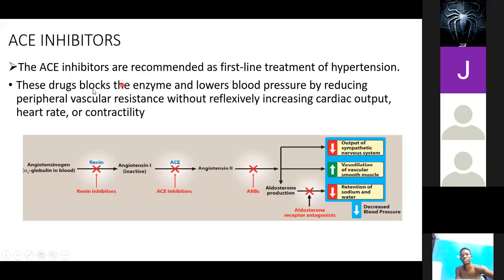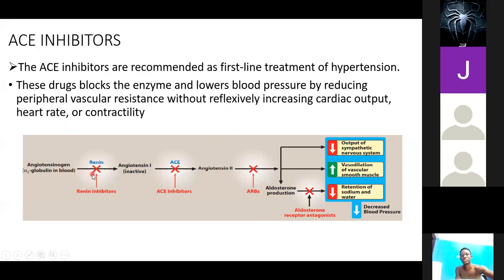Okay. So these drugs block the enzyme and lower blood pressure by reducing peripheral vascular resistance without reflexively increasing cardiac output, heart rate or contractility. So here, like I said, whenever there is a reduction in blood pressure, or there is a low blood pressure, there are baroreflexes and also the RAS, which is the renin angiotensin aldosterone system. They are triggered to increase your cardiac output. Okay, but these drugs can easily block without causing the reflex of increasing the cardiac output.